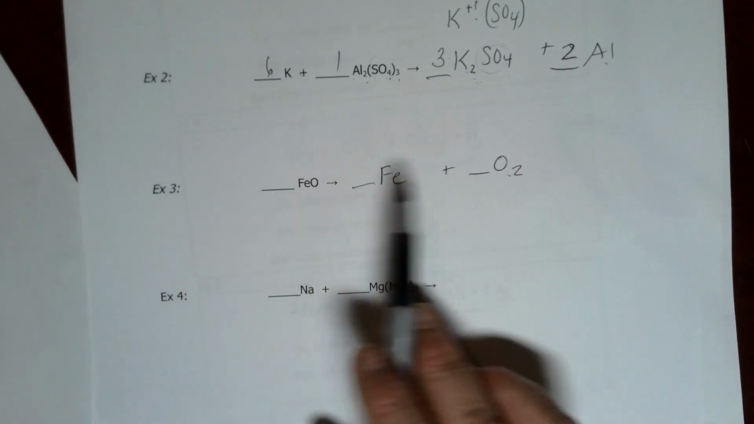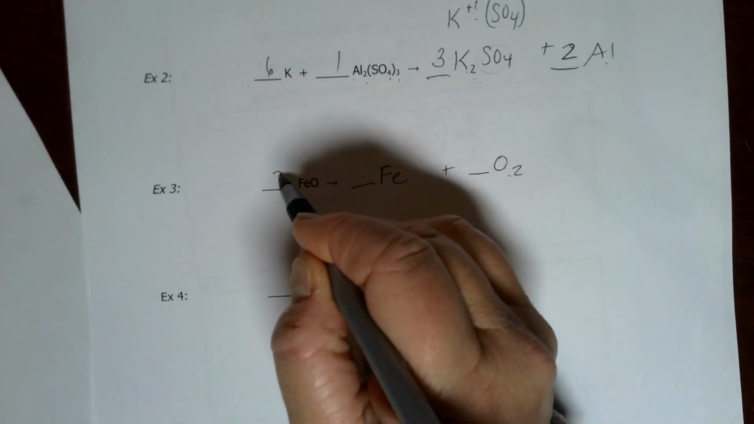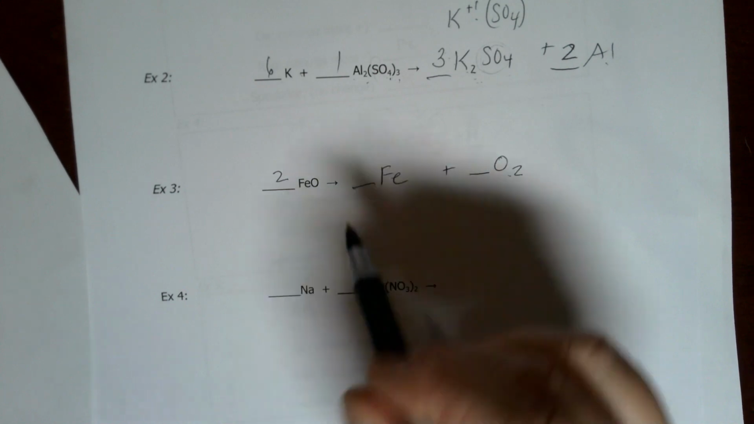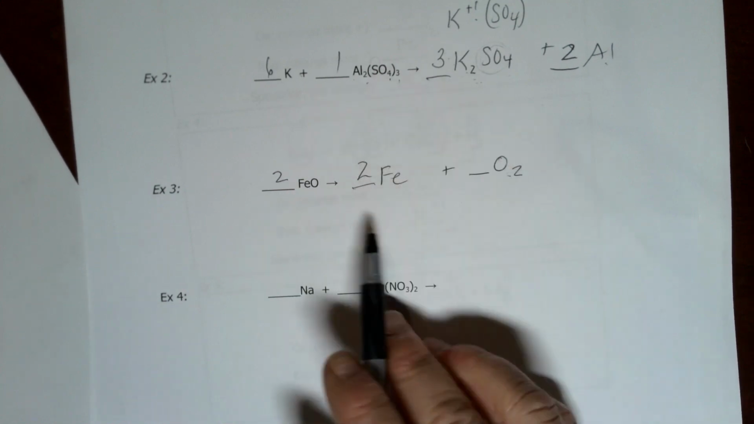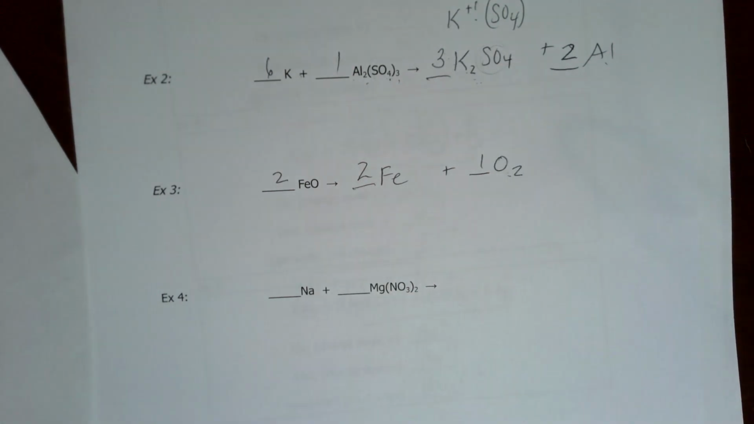Balancing this equation, I think I see that there's 2 oxygens on the right, but only 1 on the left, so I'm going to have to put a 2 in front of the FeO. That's going to cause me to have to put a 2 in front of the iron, and then I just need that one oxygen.